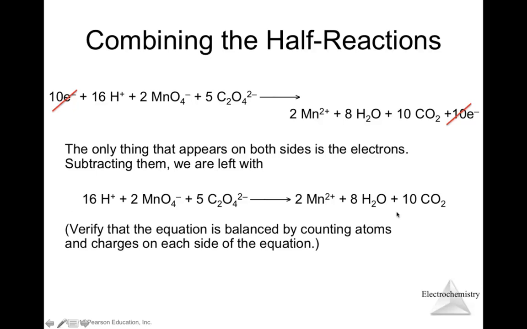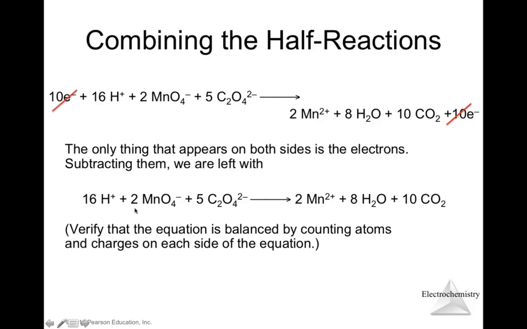We verified that we have balanced all the numbers of atoms. We have 16 hydrogens here, we have 16 hydrogens here, we have 2 manganese here, we have 2 manganese here, we have 10 carbons, 5 times 2, 10 carbons here, we have 10 carbons, 10 times 1 is 10 carbons, and oxygens we have 4 times 2, we have 8, 5 times 4, we have 20, so we have 28 total oxygens in the reactant. And here we have 10 times 2, 20 here, and 8 times 1, 8. So 20 plus 8, also we have 28. So we have balanced all the atoms.